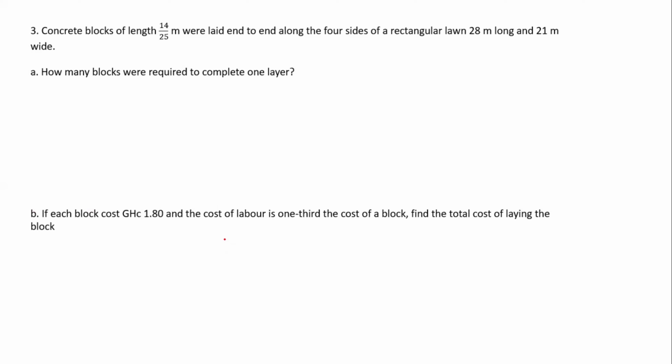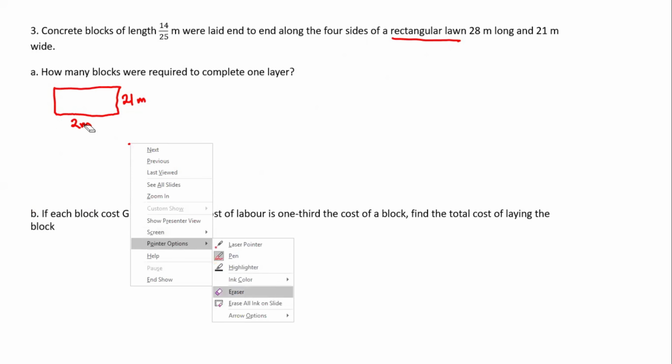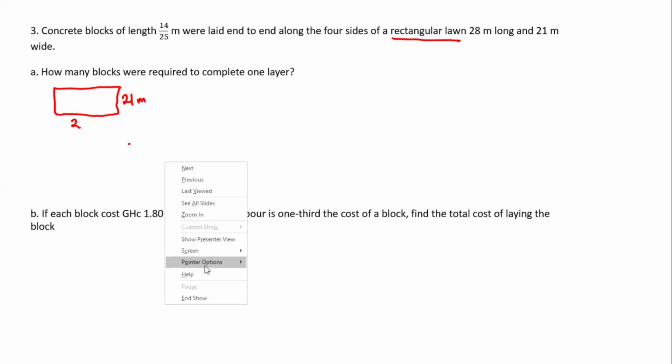Now, the first thing to consider is that they said a rectangular lawn. So this is a rectangle, 28 meters long and 21 meters wide. And we have to find how many blocks were required to complete one layer. For you to do that, what you need to find is the perimeter of the rectangle.